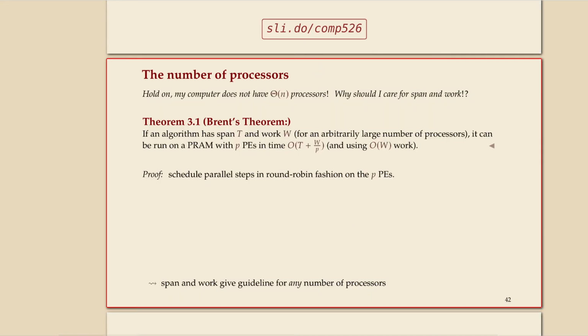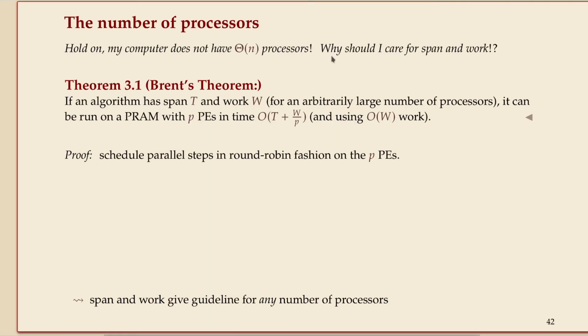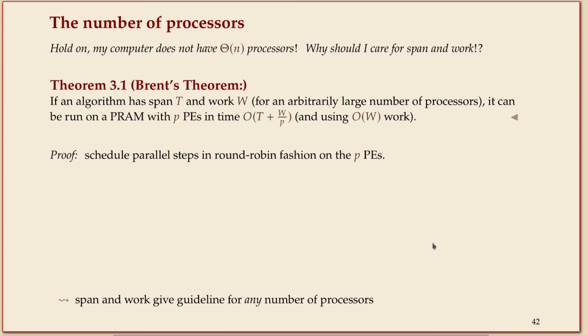Where it becomes important is the observation that you don't usually have theta of n processors. If, say, you're sorting a list of 10 million integers, you don't have 10 million cores, no way. And even if you had, maybe this is not how you want to use them. So these notions of span and work seem a bit, well, in a negative sense, academic. I want to convince you that they're not as useless as they may seem at first sight.